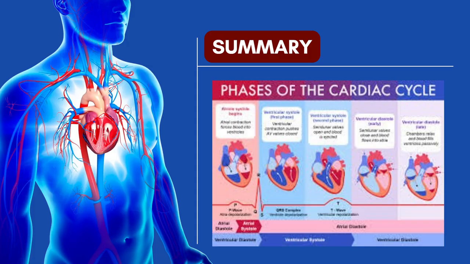So the cardiac cycle coordinates electrical activity. The P wave corresponds to atrial contraction. The QRS complex initiates ventricular systole and S1, and the T wave leads to ventricular relaxation, which is S2. Together, these events ensure efficient blood circulation in the body.